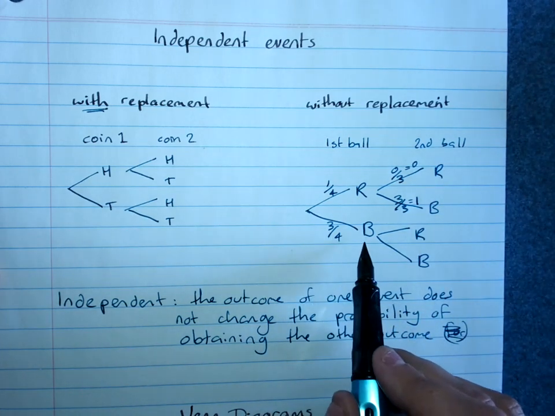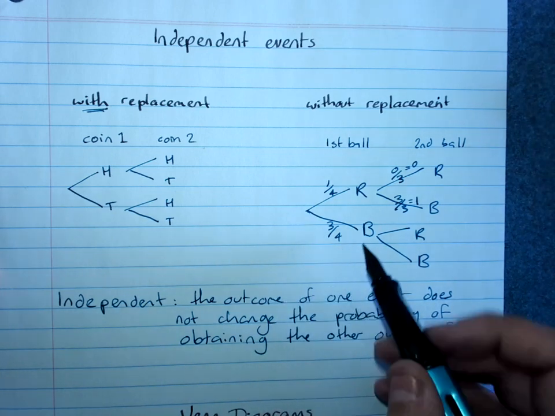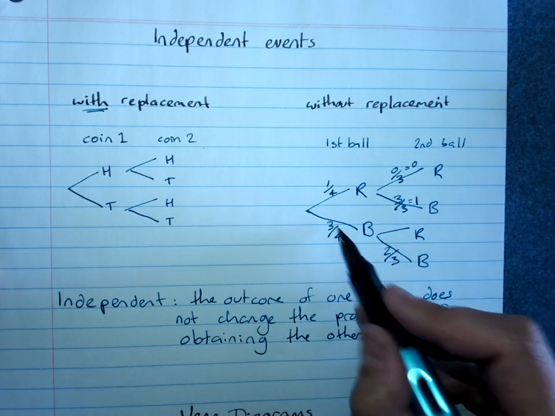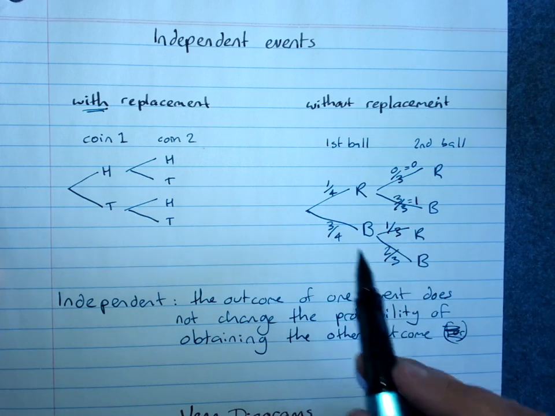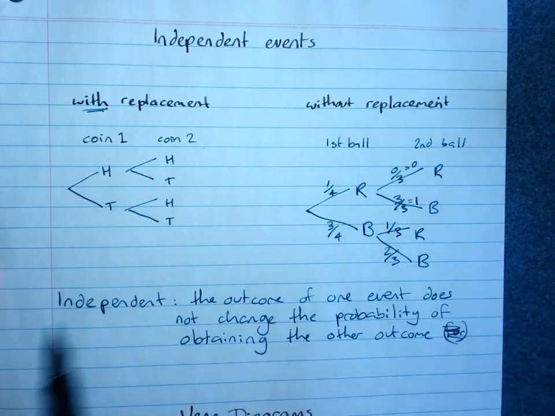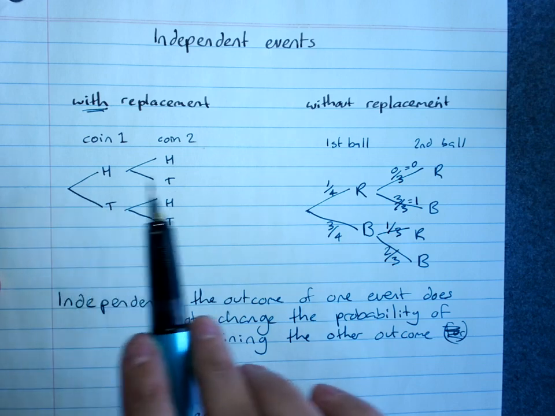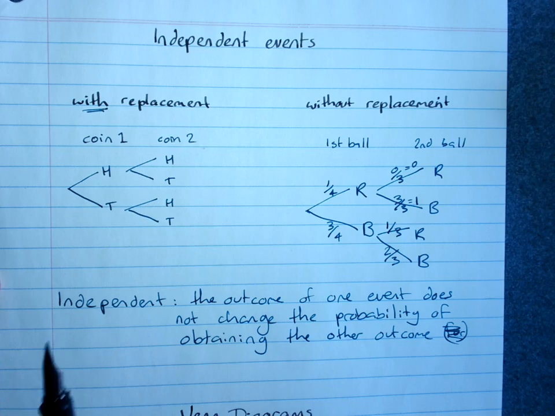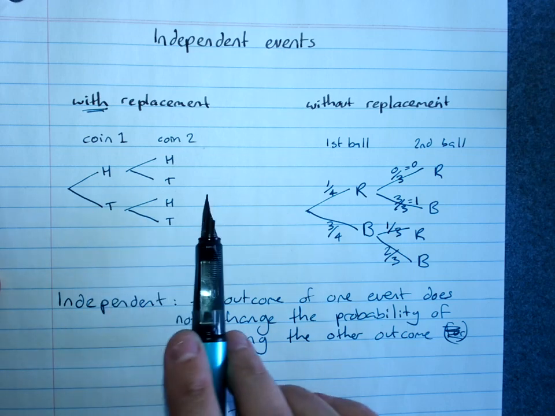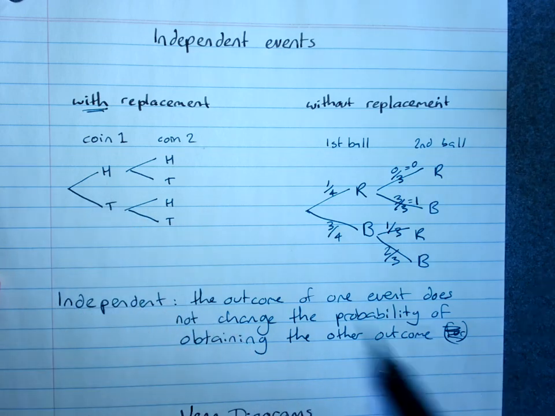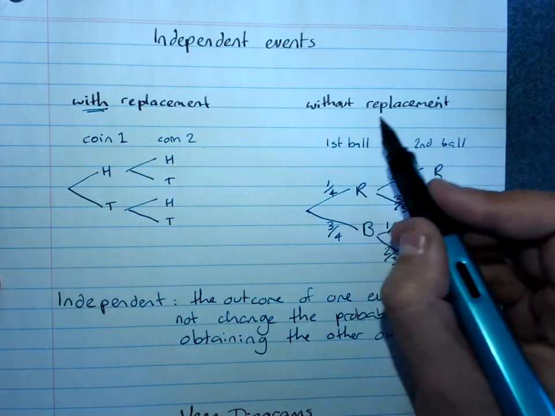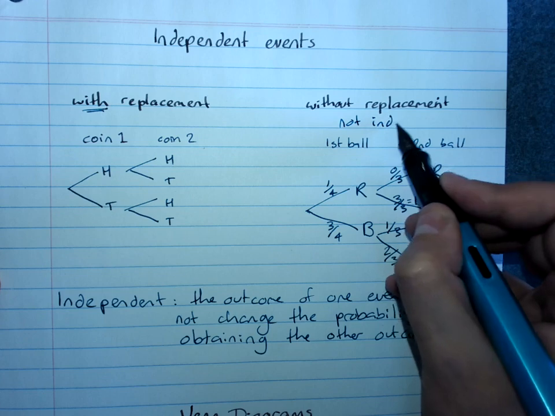If I'd got a black ball, let's say, that leaves 2 out of 3 remaining, and there's still 1 red remaining, but the probability's changed. So, if it's one event after the other, multiple experiments, with replacement, the events are independent. Their probabilities aren't affected by what happened before. Without replacement, these events are not independent.